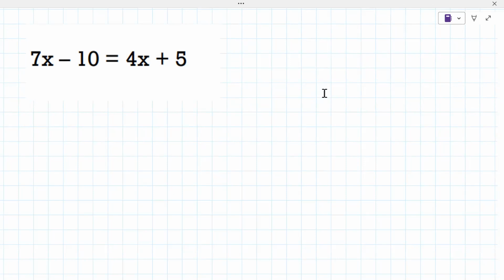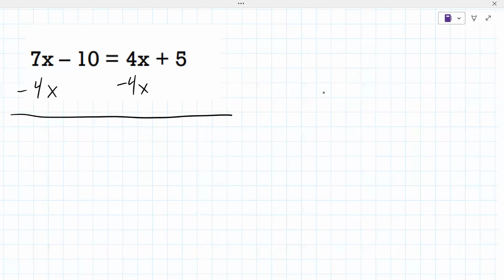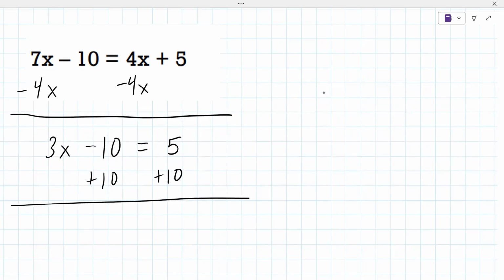So I would subtract 4x from both sides. Okay, good. Now tell me what to write in the line below. 3x minus 10 equals 5. Good. Now what to do next? I would add 10 to negative 10. Good. Tell me what to write next.